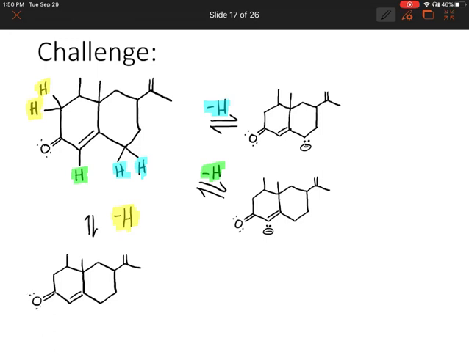Well, if we lost one of the yellow hydrogens, that carbon that they're attached to would end up negatively charged as well. Okay, so let's go through CARDIO. So one, let's think about the charge. Are any of the charges different? Nope, they're all the same.